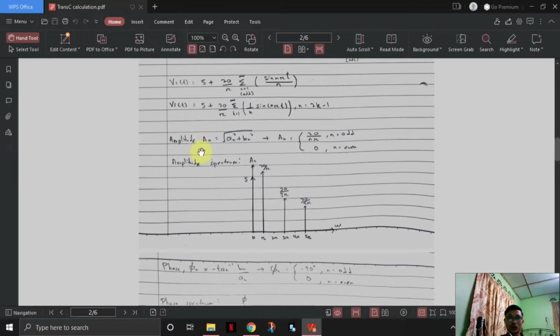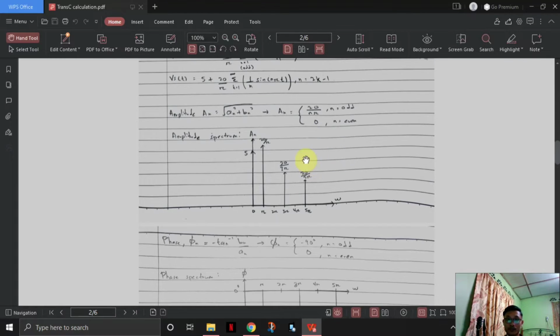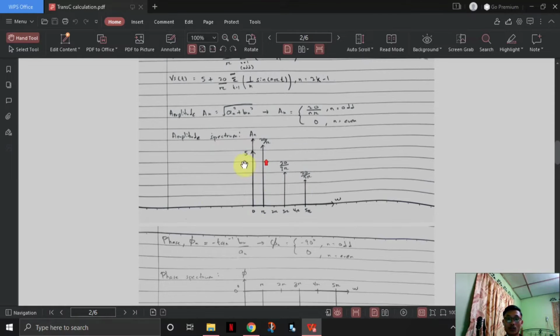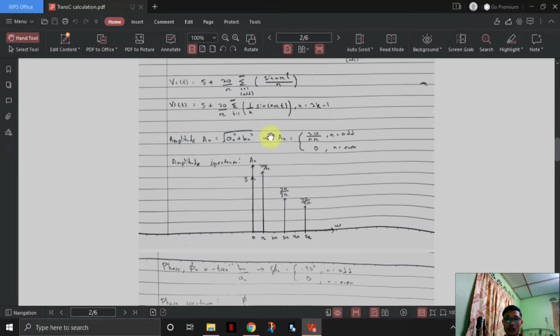We use the an and bn in order to find the amplitude spectrum. So square root of an squared plus bn squared, and then we'll have this range, where the value is 20 over n pi for n equal to an odd number, and if n is an even number, the value is 0. So these are the amplitude spectrum based on this.